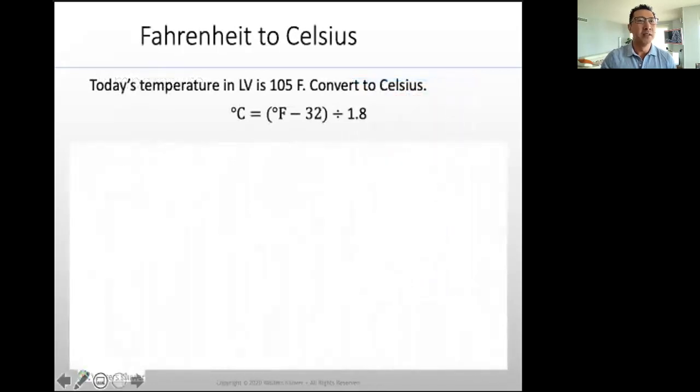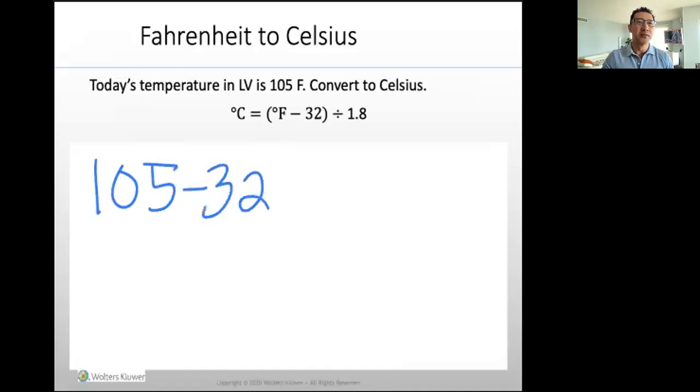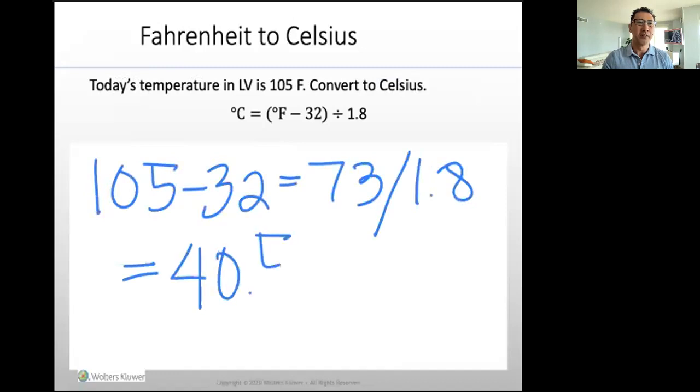Let's see how this works out. Today's temperature in Las Vegas is 105 degrees. Convert it to Celsius. See if you can work it out, because I am going to work it out myself. 105 degrees Fahrenheit minus 32. What is that? 73. Over 1.8 equals 40.5. So there is my temperature in Celsius. Simple math, know it, know it.